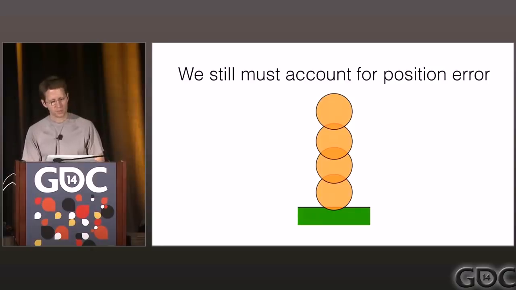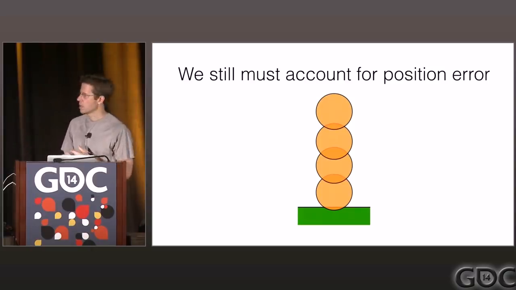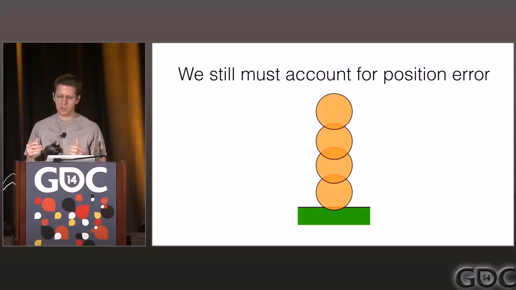So first of all, the velocity solver is not perfect. Nonlinearities due to rotation means you're not going to get an exact result. You have a fixed number of iterations, so you can get into overlap situations very easily if you're only solving velocities.